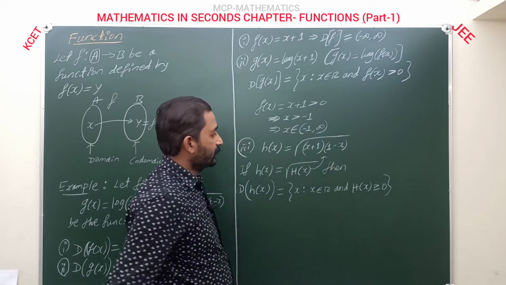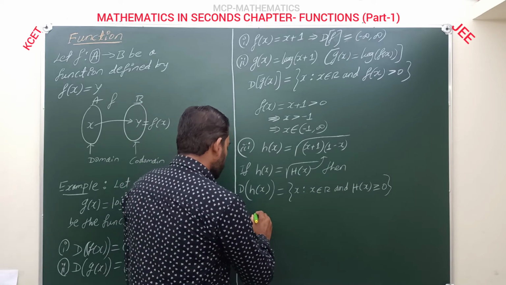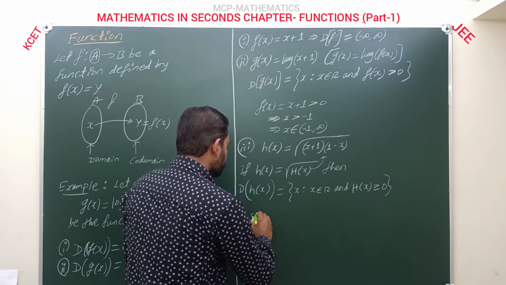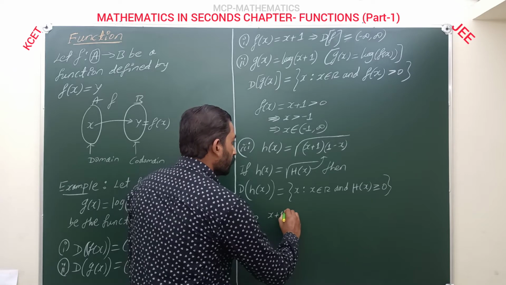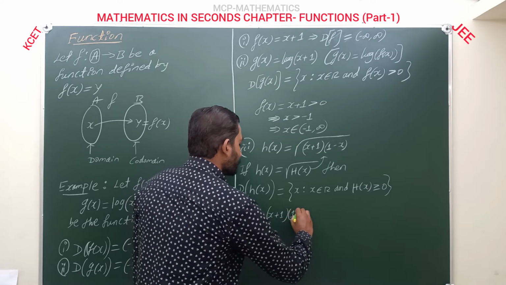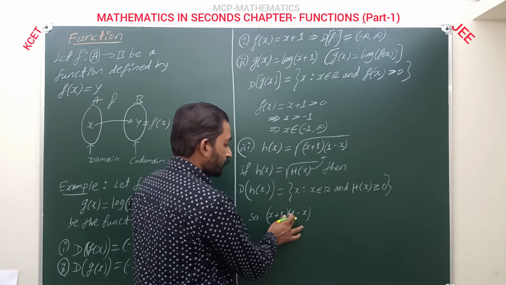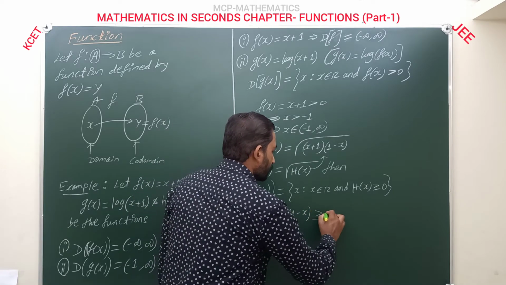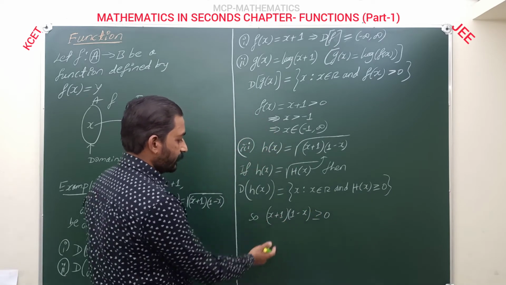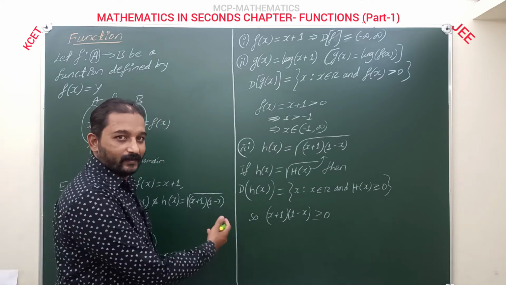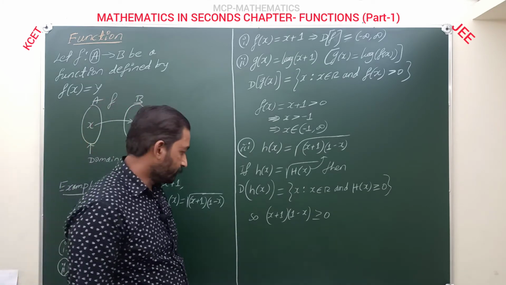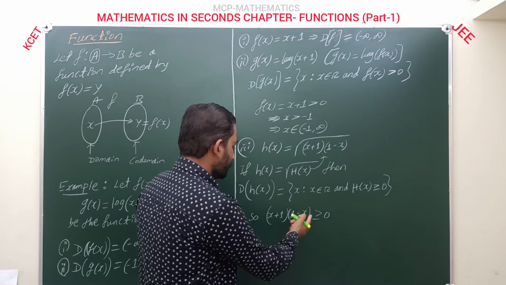So in this case, H of x is what? (x plus 1) into (1 minus x). This function is defined if (x plus 1) into (1 minus x) is greater than or equal to 0. Then find the x values. This is the domain of this function. So (x plus 1) into (1 minus x) is there.